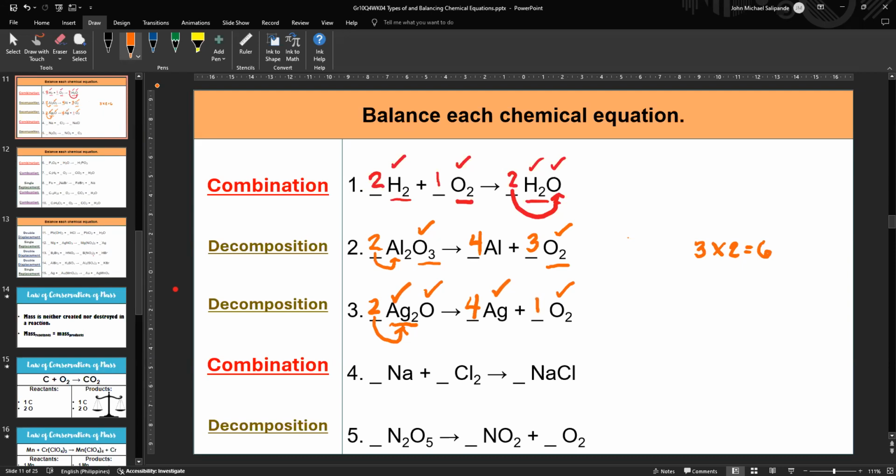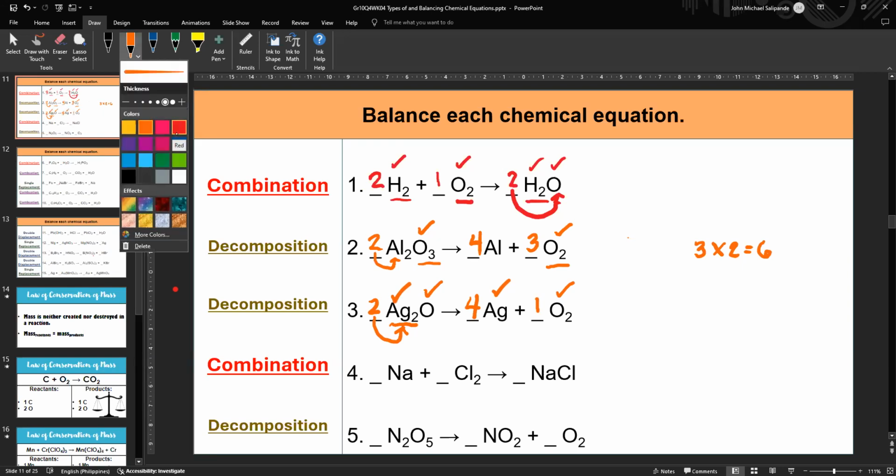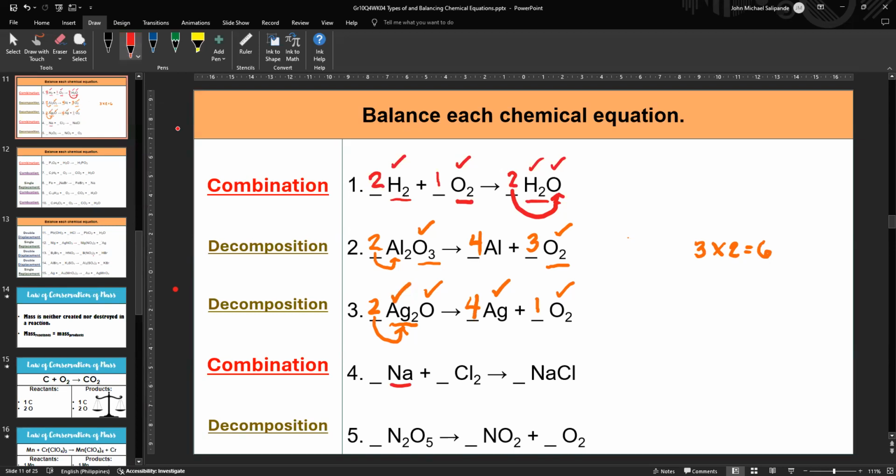Number 4, we have sodium Na combining with diatomic chlorine Cl2, forming sodium chloride or table salt NaCl. Okay, this one is pretty easy. So first, because sodium is already balanced, because there's 1 atom of sodium on the left and 1 atom of sodium on the right side, we have to focus on chlorine. There are 2 chlorine atoms on the left and only 1 on the right, so we have to multiply NaCl by 2.